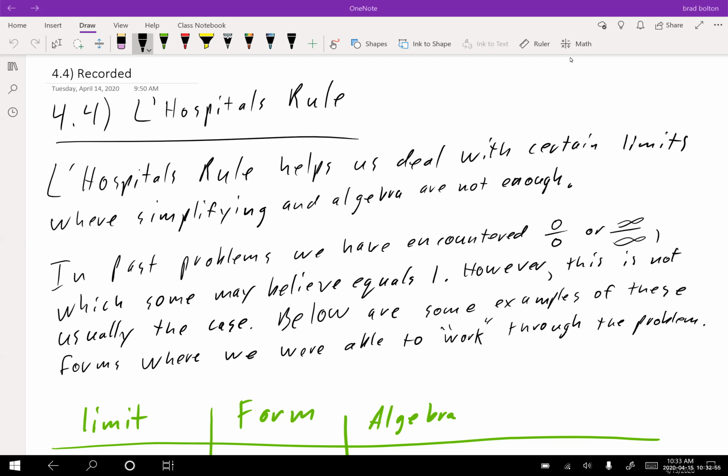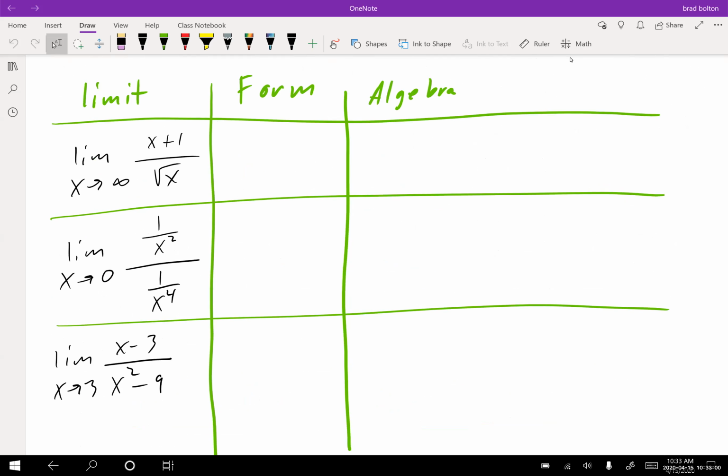Below are some examples of these forms where we are able to work through the problems. So we have done problems where we ran into this. If we were doing this first one here, the limit as x approaches infinity of x plus 1 over the square root of x, if we were to let x approach infinity, we end up with infinity over infinity. In this case, we know that we could have done algebra and split it. We could have split it like that.